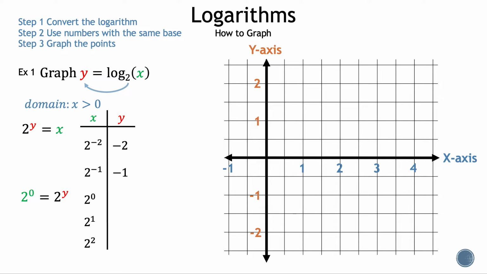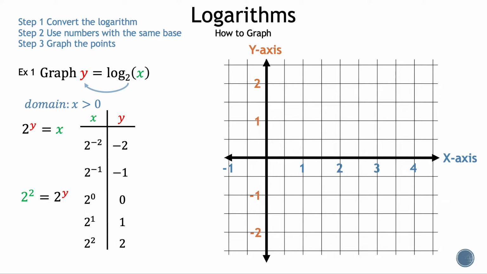Let's move on to 2 to the 0. And now we have 2 to the 0 is equal to 2 to the y. So y is equal to 0. Let's put that value in the table. Let's move on to 2 to the 1. And now we have 2 to the 1 is equal to 2 to the y. So y is equal to 1. Now let's move on to 2 to the 2. And now we have 2 to the 2 is equal to 2 to the y. So y is equal to 2.